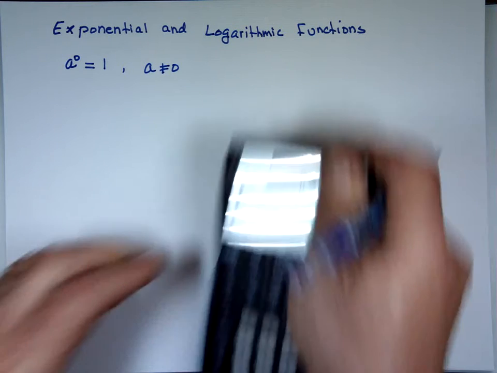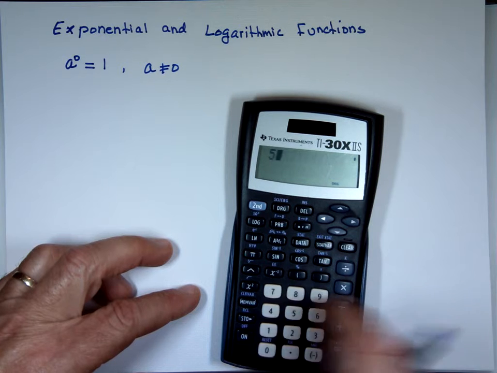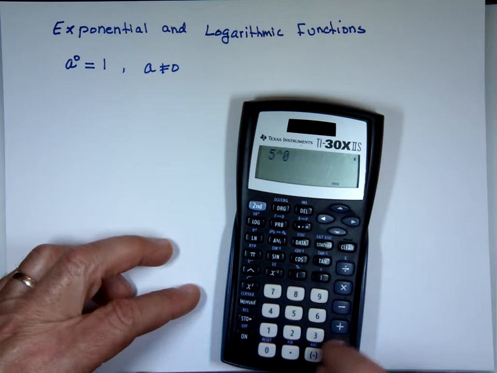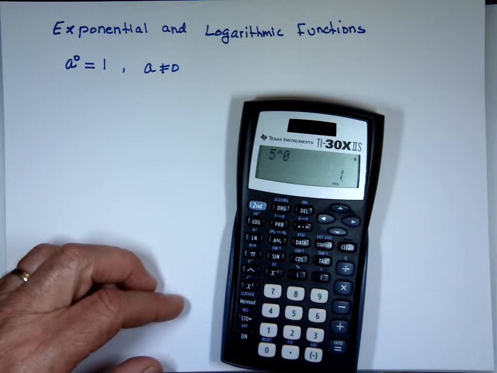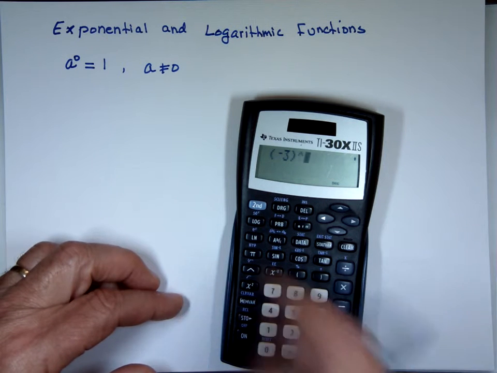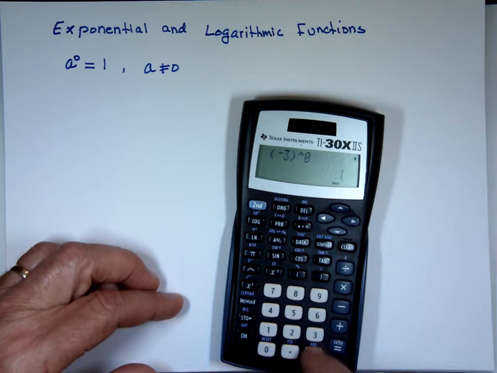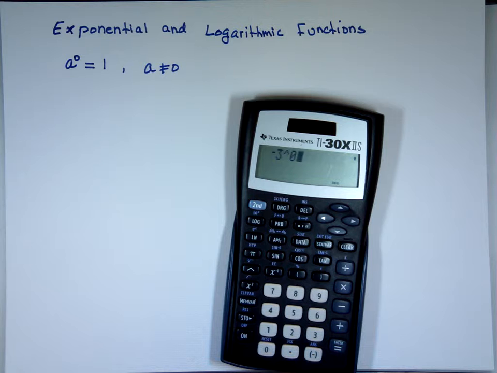Watch this. 5 to the 0 power, 1. Negative 3 to the 0 power, 1. Negative 3 to the 0 power is what? What's that one equal to?